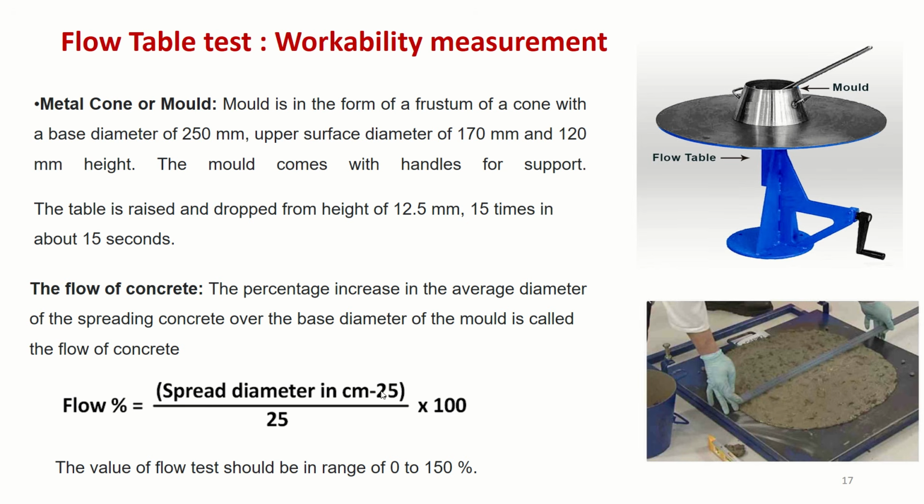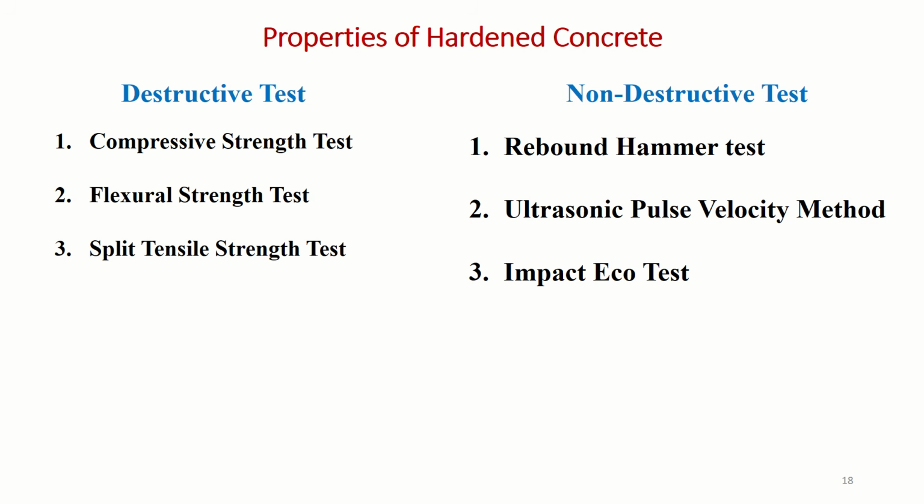Spread diameter in centimeter minus 25, divided by 25, multiplied by 100, and that flow value should be in between 0 to 150%. Okay, so that is the requirement. In this way we are conducting the workability of concrete using the various tests in the laboratory. Similarly, we have another two tests, that is the Curie ball test and the VB consistometer test, to check the workability.